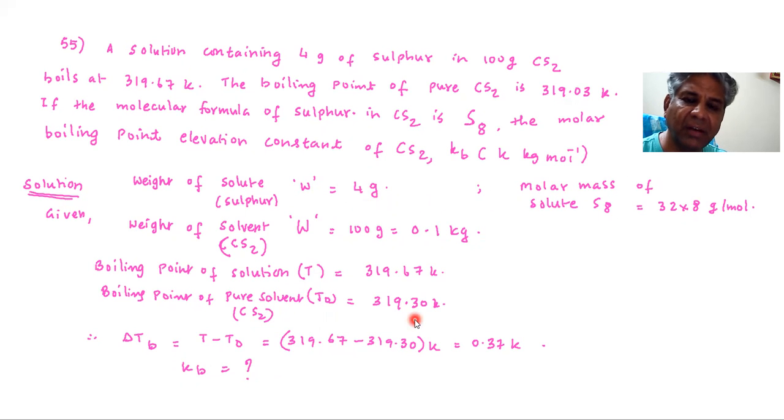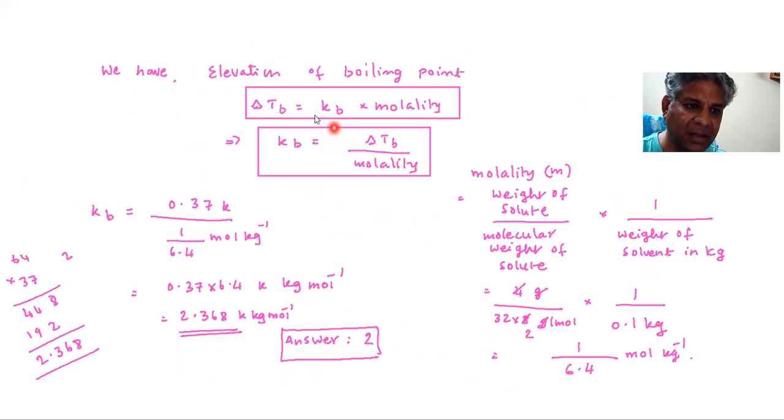So we know that the formula is delta Tb is equal to Kb into m. You know delta Tb, you will have to calculate the molality using this data, and then you find out Kb easily. See here, delta Tb is equal to Kb into molality. So Kb is equal to delta Tb by molality. So this is the molality we have to calculate. Mass is 4 grams, molar mass 32 into 8, and this is 0.1. So just a simple calculation, you'll get 1.64 mole per kg.